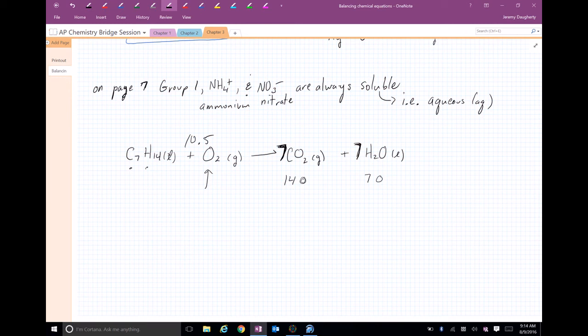But I can't put a half. Like, you can't have 10.5. So that just means I need to multiply everything times 2. So if I take this and multiply by 2, it's going to be a 2 in front of there, a 21 in front of there, 14, and 14. So now it's balanced correctly. Before it was still balanced, but not necessarily correctly.